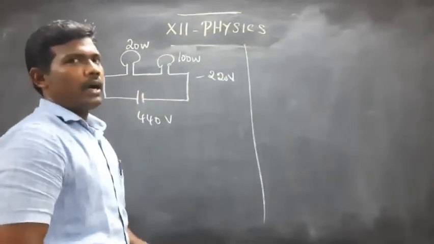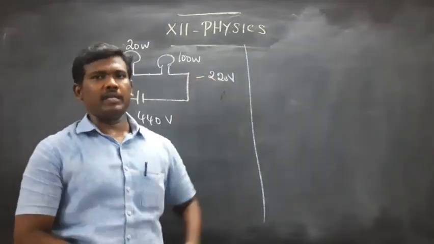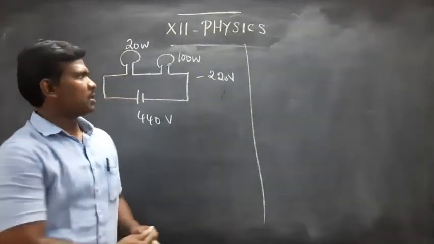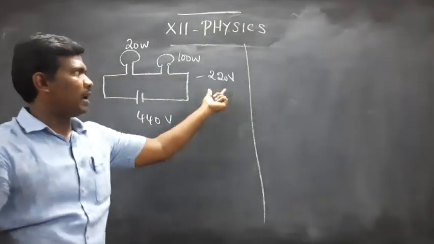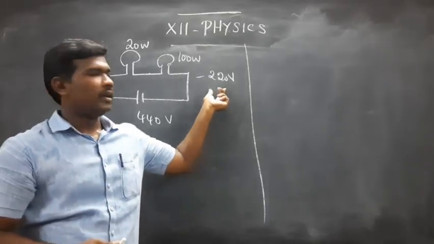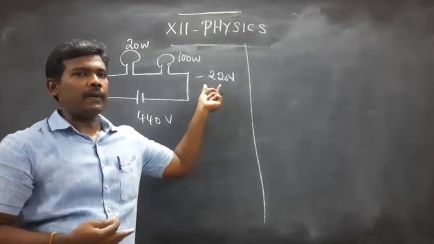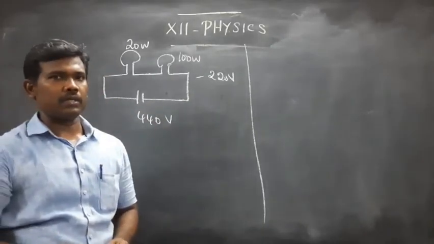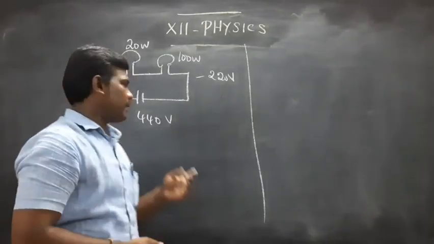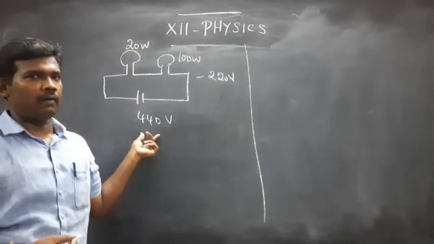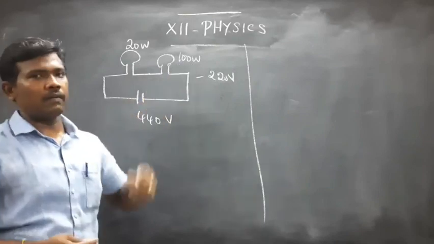In the theory part, we already discussed that if 220 volt is marked on a particular device, and when you measure the potential difference across the device, if it is greater than the marked value, the device definitely gets fused. So that is what we are going to calculate: which bulb is fused when connected to the 440 volt power supply. One is 20 watt and another one is 100 watt.